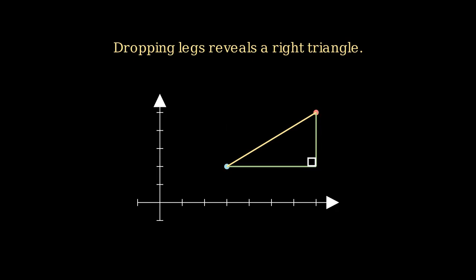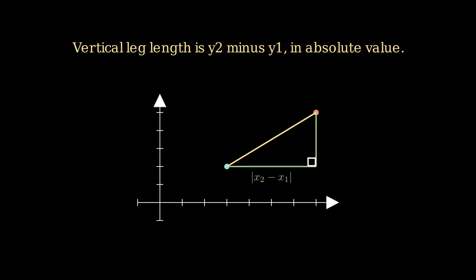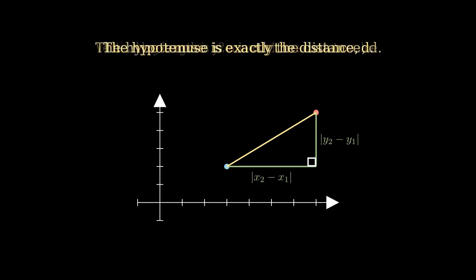A right triangle appears naturally, with one leg running along the x direction and the other leg running along the y direction. The horizontal leg has length, the absolute value of x sub 2 minus x sub 1. The vertical leg has length, the absolute value of y sub 2 minus y sub 1. And the slanted line connecting our original 2 points is the hypotenuse, which is exactly the distance we want to find.